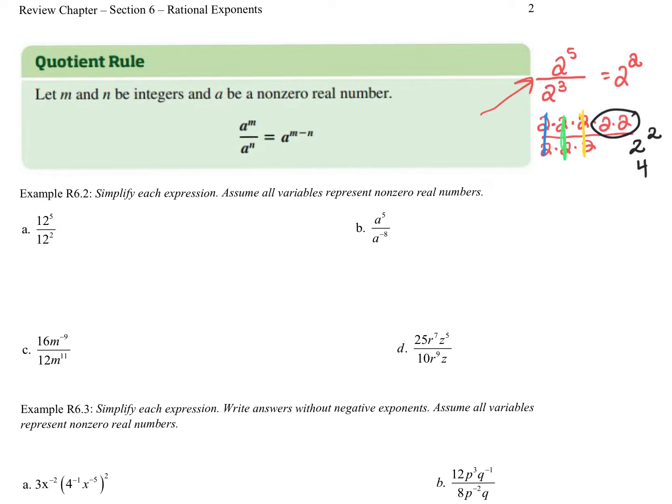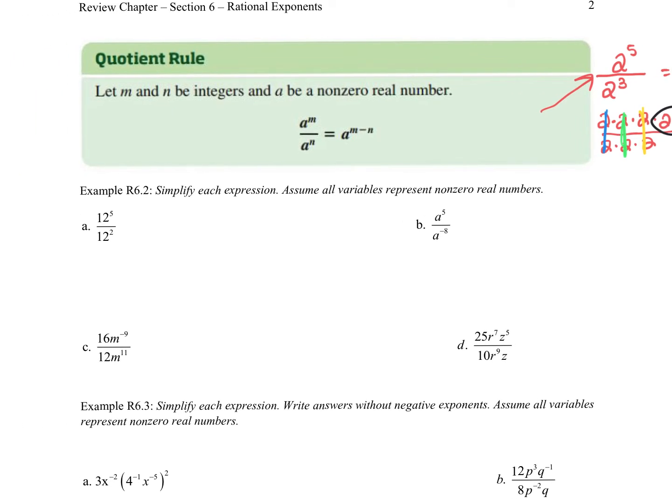So let's try that on these examples. If you need to draw them out, by all means, go ahead and pause the video and draw them out. But I'm just going to rewrite this as 12. I subtract. It's always the top minus the bottom. So 5 minus 2. 5 minus 2 is 3, so I get 12 to the 3rd power.